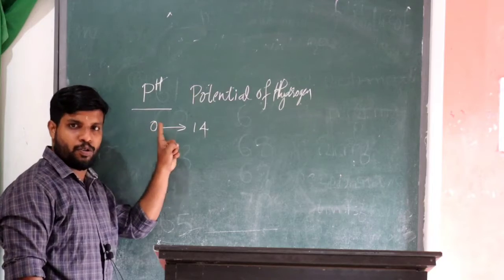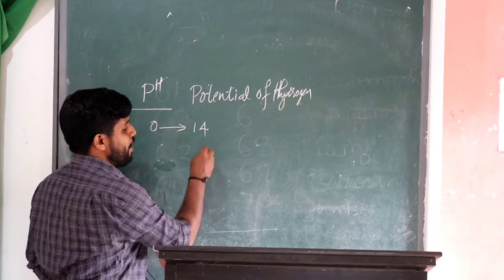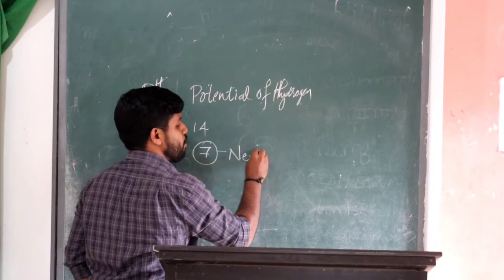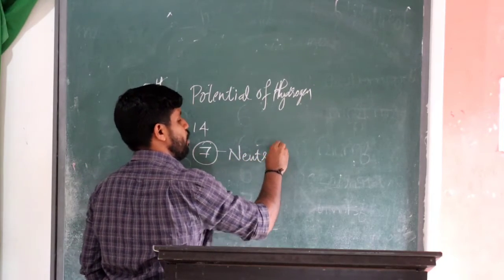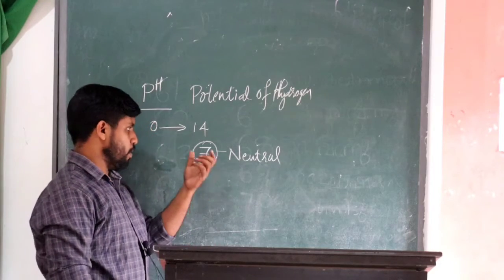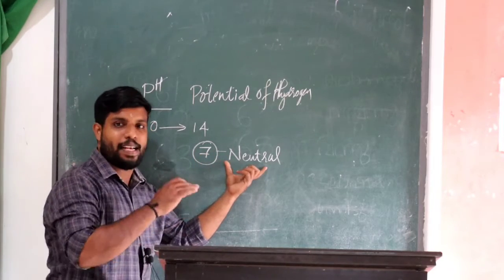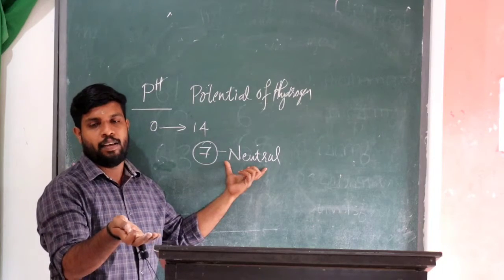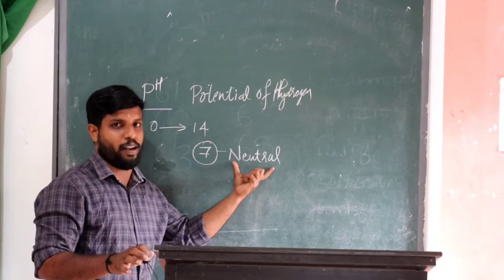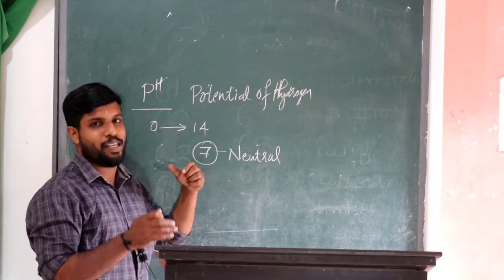So the pH scale goes from 0 to 14. Here, a pH value of 7 implies that it is a neutral substance, neither acid nor alkali. Neutral means it is not an acid and not an alkali. So that is known as neutral, and its pH value is 7.